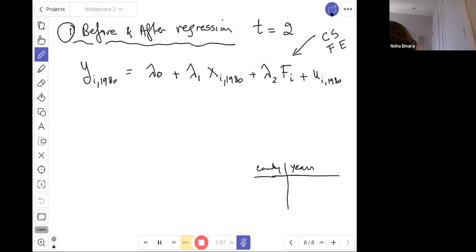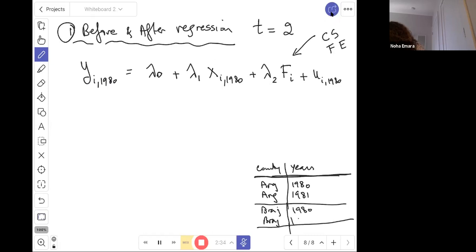Suppose that I have Argentina, and this happens for 1980 and 1981. I have only 2 years. And then I have Brazil, which is also observed over the same 2 years, 1980, 1981. This is an Excel sheet, so I would have a column for the X, and also a column for the Y, and so on. But this is not my objective now. So let's say here I have the Fi.